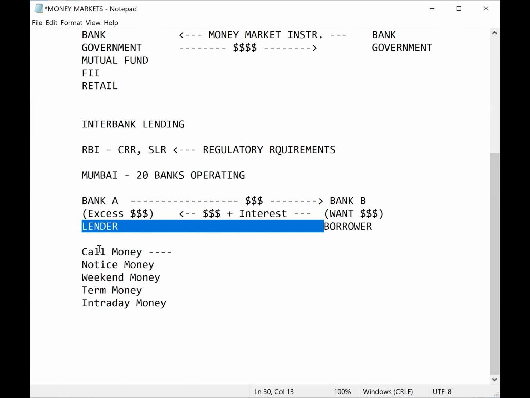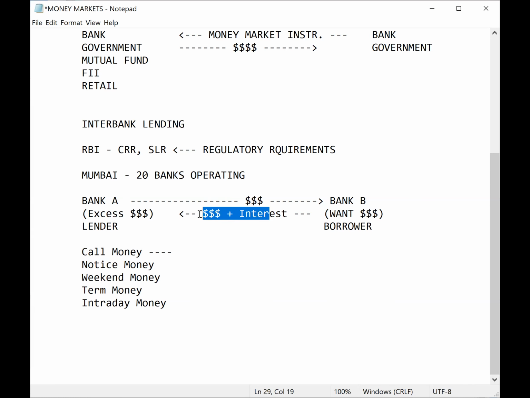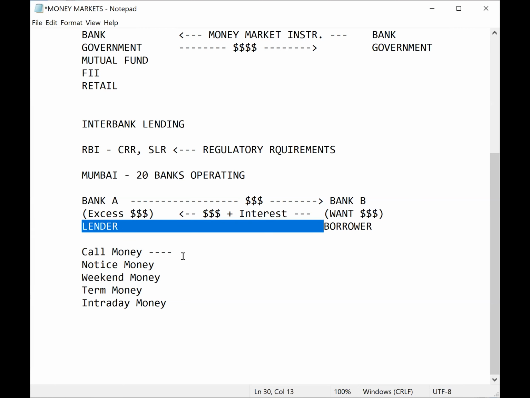So if it is call money, if they have entered into the contract as a call money contract, then what it means is the lender can call back the money anytime. So there is no fixed time, there is no fixed date on which you need to repay the funds. The lender can just give you a call and ask for the money back.